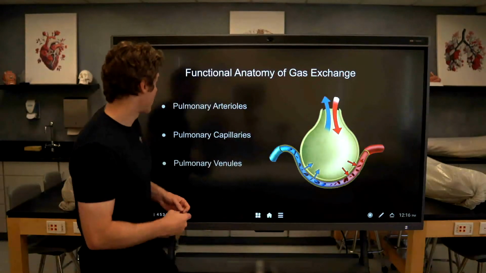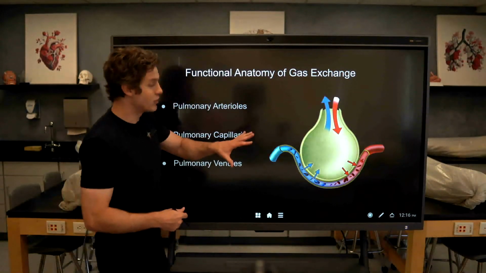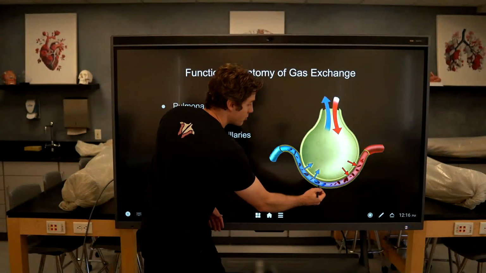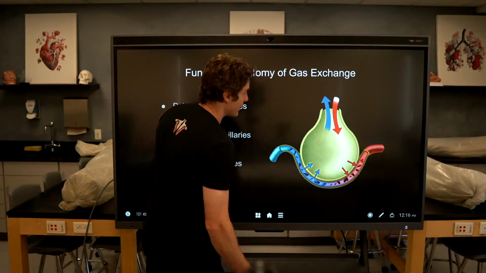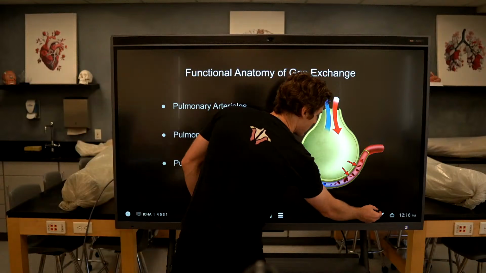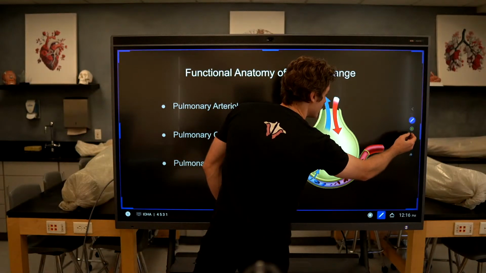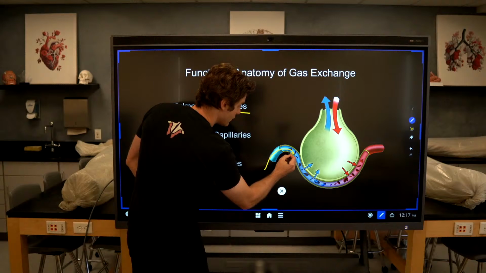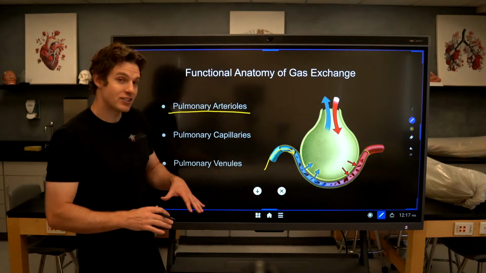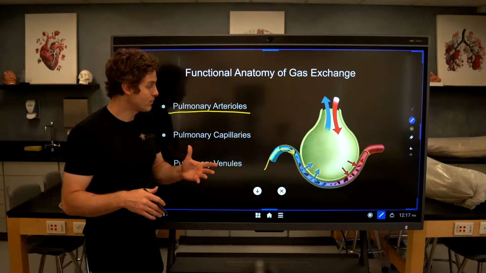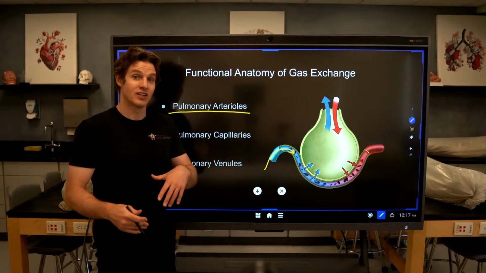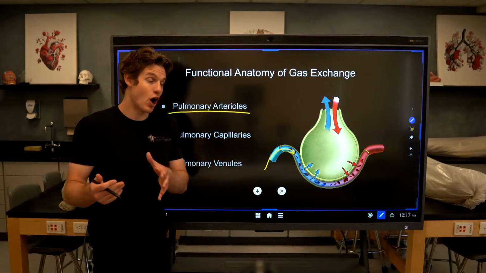Now, let me show you the next part here. This is a zoomed in version of one alveoli here, and then one piece of a pulmonary capillary. So here's what's happening here. Let me label these for you. So we have a pulmonary arteriole that's taking blood to the capillary. And for those of you who've taken an anatomy class before, this is one of those exceptions where an arteriole actually contains deoxygenated blood rather than oxygenated blood.